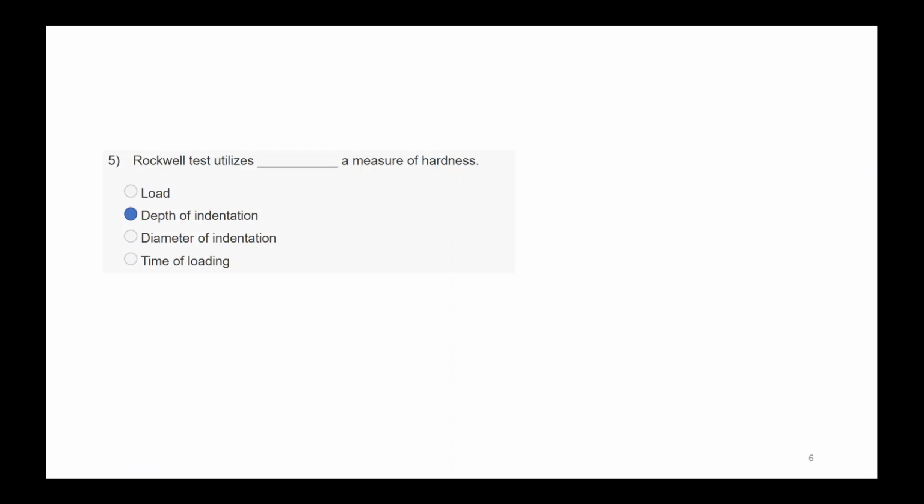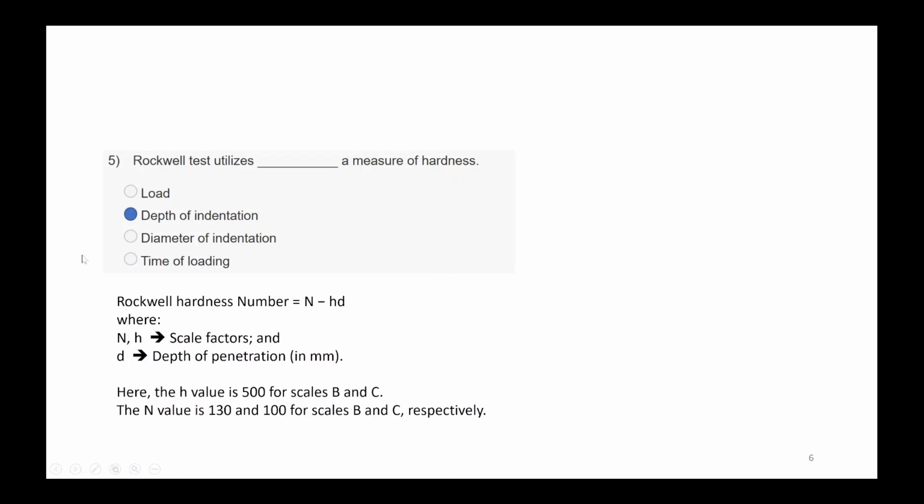So why will it be depth of indentation? We can see in the explanation that in case of Rockwell hardness number, the formula is given as N minus hd, where N and h are scale factors which depend on which scale we are using, like A, B, C, D. There are different scales in case of Rockwell hardness testing. And small d is the depth of penetration in mm.